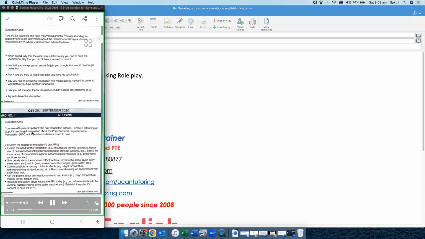Yes, this pneumococcal vaccine is given to patients who are immunocompromised, who are more prone to infection. For example, your condition is rheumatoid arthritis. These kinds of conditions are more prone to infections. You can easily get lung infections, you can easily get flu, and lots of infections. So this pneumococcal vaccine is given to prevent all these infections. Is that okay?